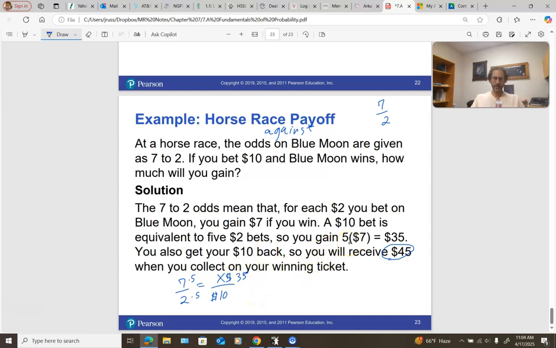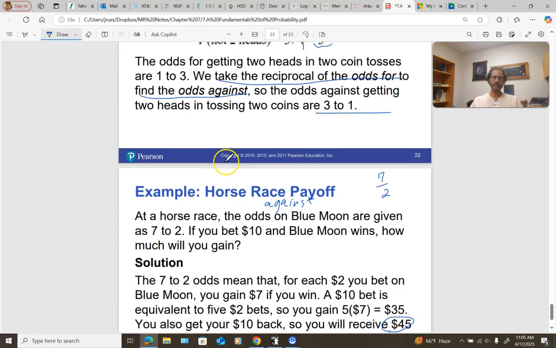Another approach is to look at it like it's an algebraic equation. And if you remember any of your algebra, to solve one like this, you can cross multiply. So you can say 7 times 10 is 70, and then multiply the 2 times x, and we write 2x. And then to solve for x, you divide both sides by 2, and you get x is equal to 70 divided by 2, and that is $35, okay? So however you want to do it, this will always work regardless of what the odds are, okay?